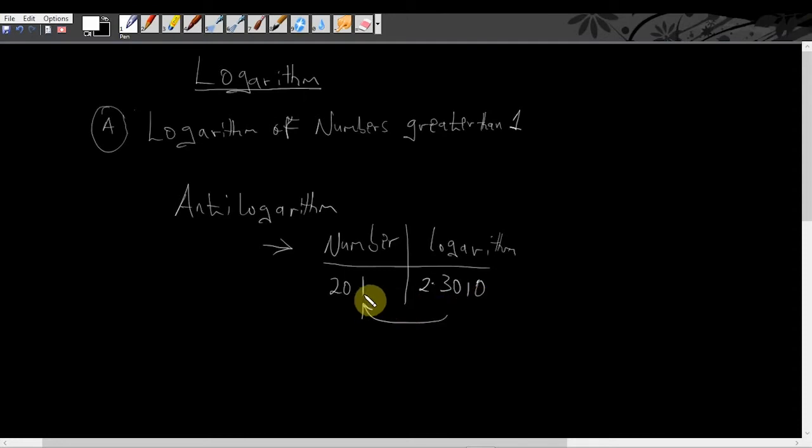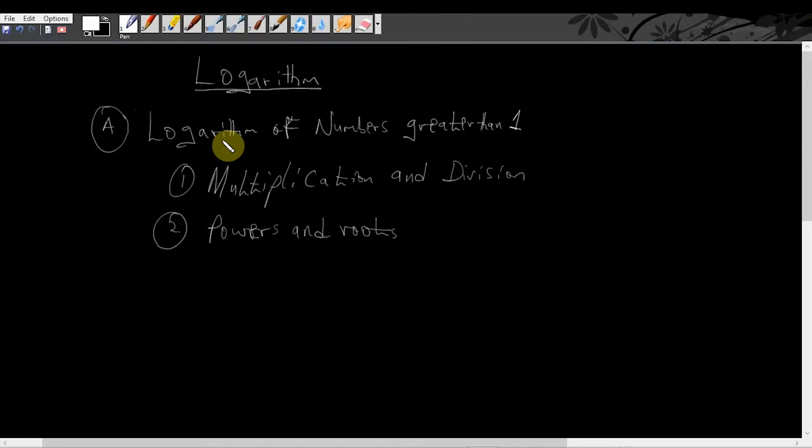Now let's jump into solving problems that relate to this logarithm of numbers greater than 1. That's what we will tackle in this class. In the next class, we go into logarithm of numbers less than 1. Now, under this logarithm of numbers greater than 1, we have one, multiplication and division. Then the second one is powers and roots. I want us to begin with this first one, multiplication and division. Maybe let's solve one example for each.